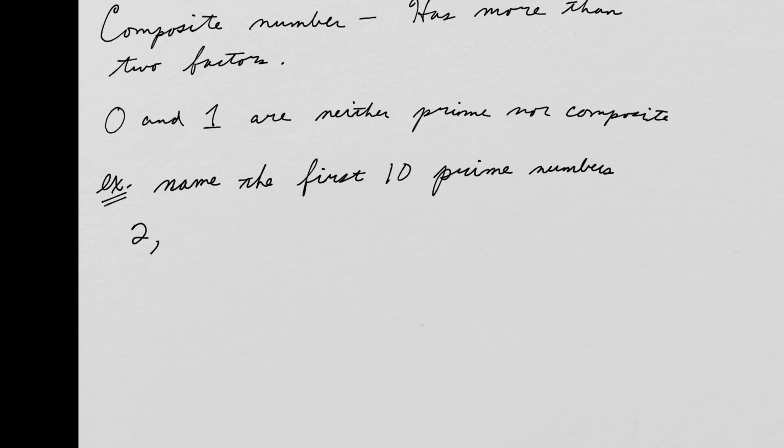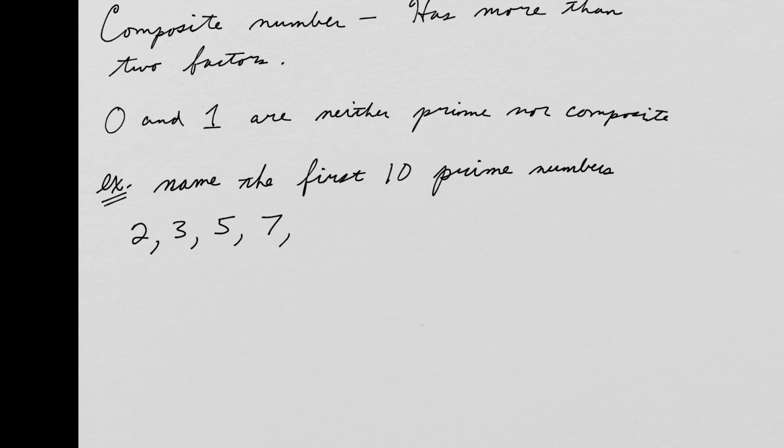3. Yeah, 1 times 3 is the only way I can get 3, right? So 3. 4 is definitely not prime, so I go further. 5, yeah, 1 times 5 is the only way I can get 5. So 5 is prime. 6, nope, 2 times 3 will give me 6, right? So 6 is not prime. 7 is definitely prime. 1 times 7 is the only way I can get 7.